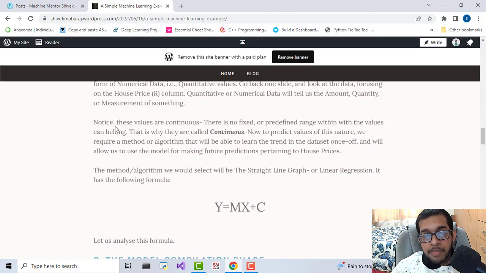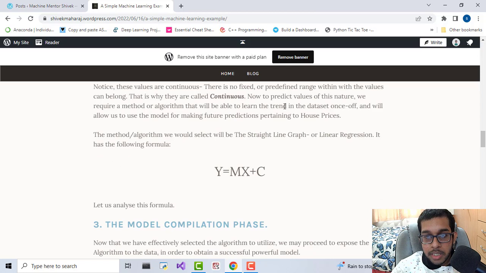Now notice these values are continuous. There's no fixed or predefined range within which the values can belong. That is why they are called continuous. To predict values of this nature, we require a method or algorithm that will be able to learn the trend in the dataset once off and allow us to use the model for making future predictions pertaining to house prices.